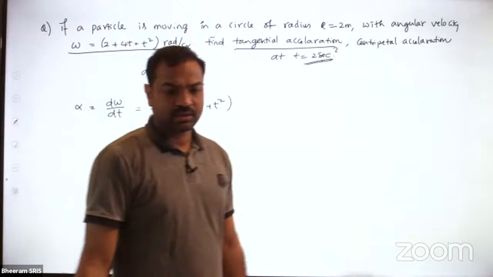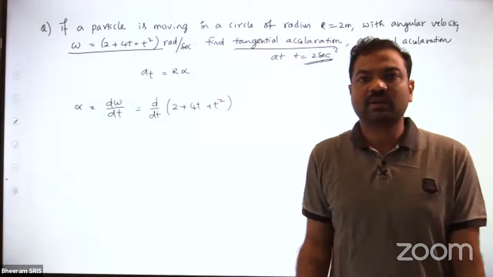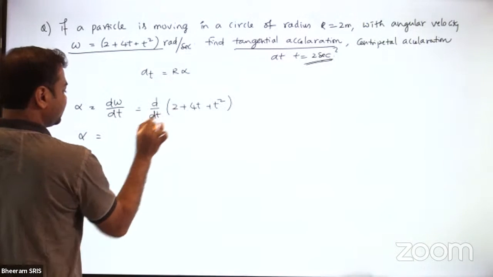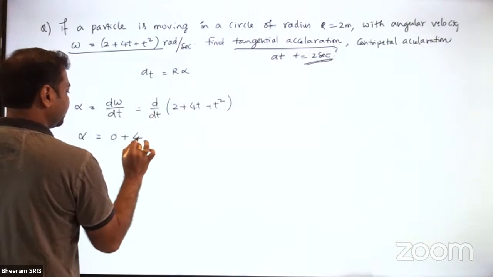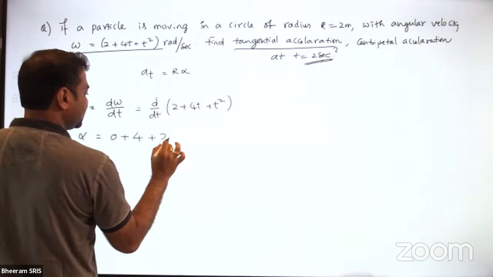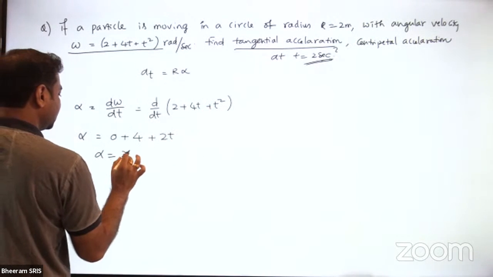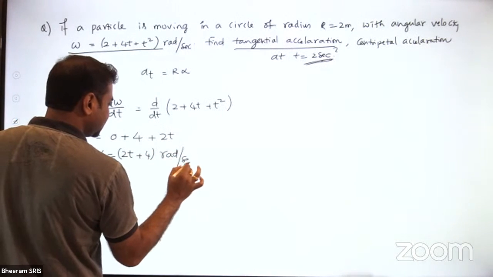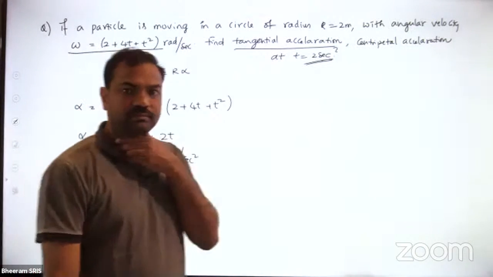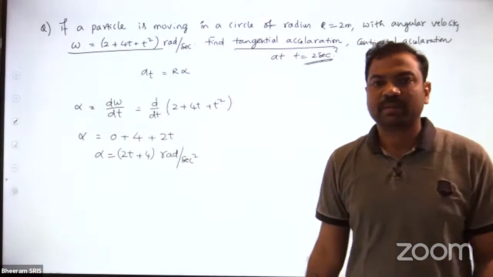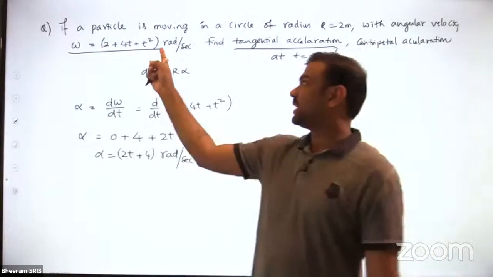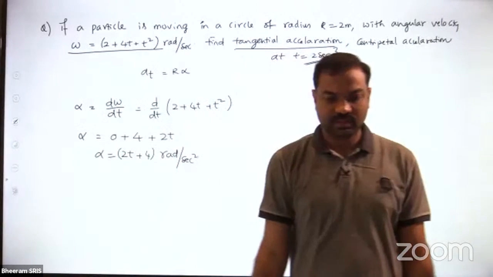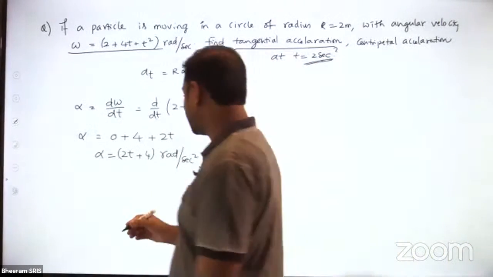Okay? Now, if you take the derivative of angular velocity, then you automatically get angular acceleration. So angular acceleration is the derivative of 2, which is 0, plus the derivative of 4t, which is 4, plus the derivative of t square, which is 2t. Then the alpha value is 2t plus 4. What are the units? Radian per second square. Okay? Omega by time is angular acceleration. So omega is radian per second, then angular acceleration is radian per second square. Okay, fixed answers given by Sai Charan.